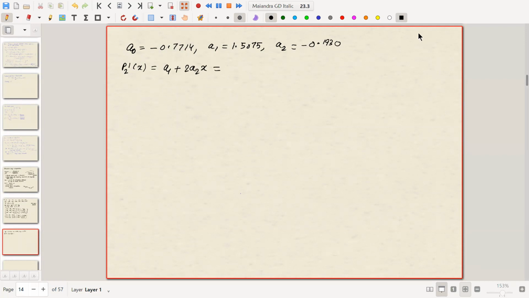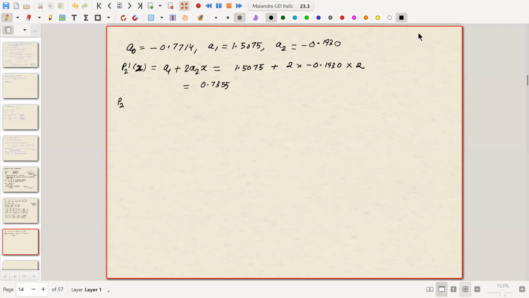Now what is A1? 1.50. 2 times A2, minus 0.1930. What is x? At which point we want to evaluate? 2. So P prime of 2 it should be. Okay, so then this value would be how much? Check, it should be 0.7355.